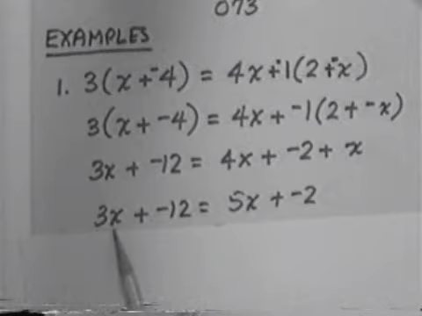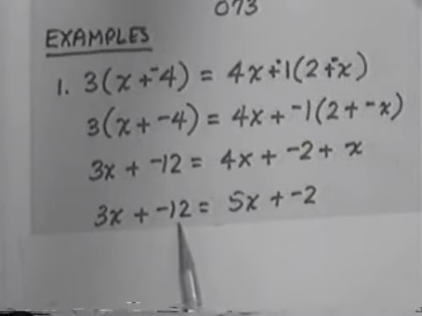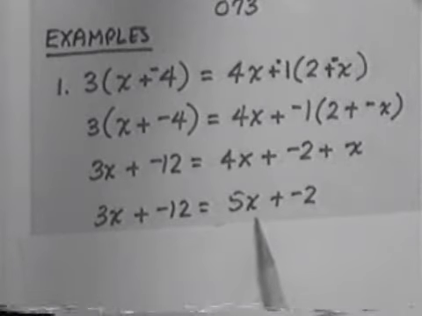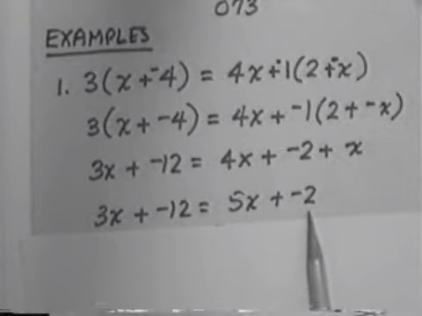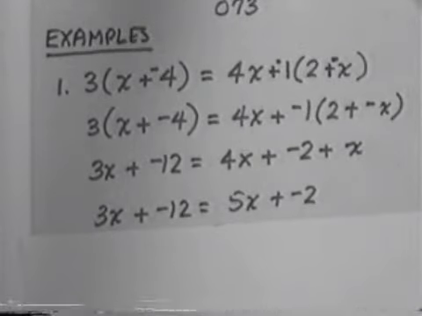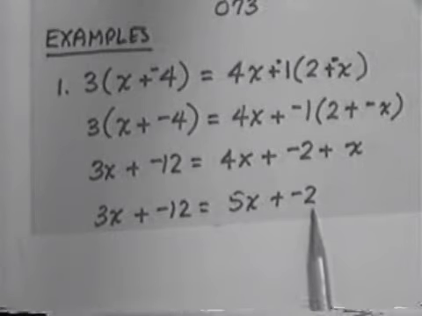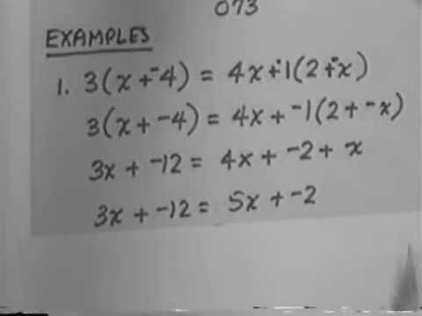This gives us 3x plus -12 is equal to 5x plus -2. Notice that on the left side we have a variable term and a constant term. Likewise, on the right side, a variable term and a constant term. That means that we have simplified everything that can be simplified.